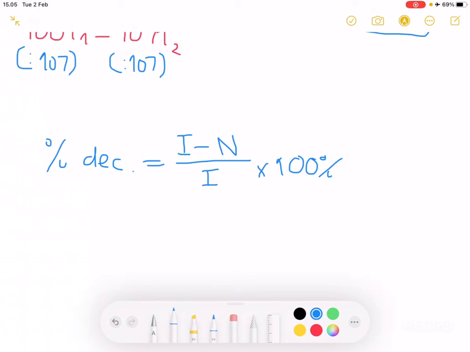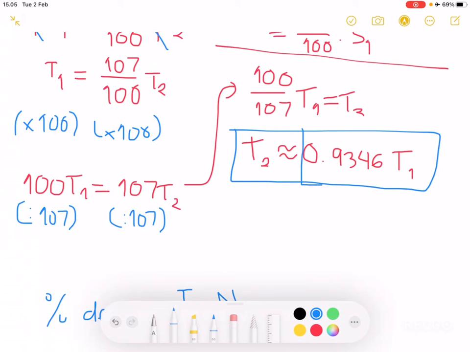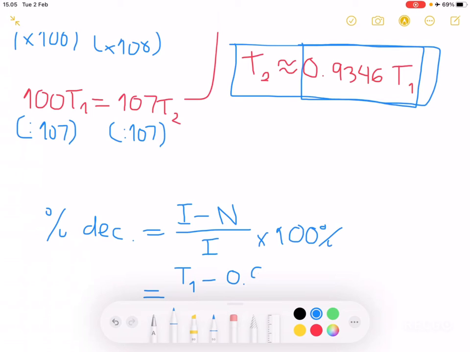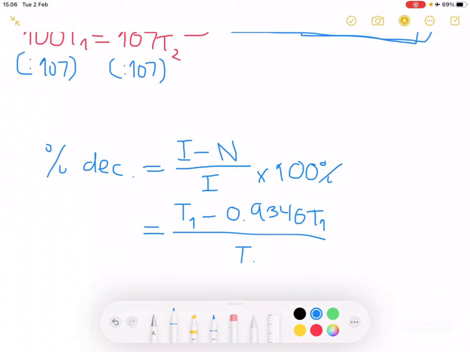So notice our initial value is just T1, and this is because T1 is just the starting value of this calculation, and then our new value is T2, which is just expressed as T1 as so. So we have this decimal right here. So 0.39346 T1, and our initial value again is just T1, and this is multiplied by 100%.